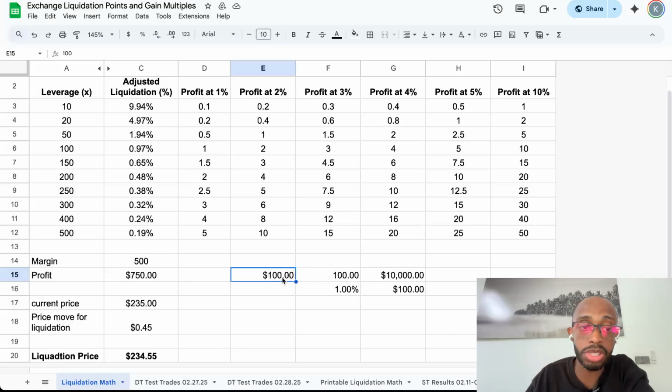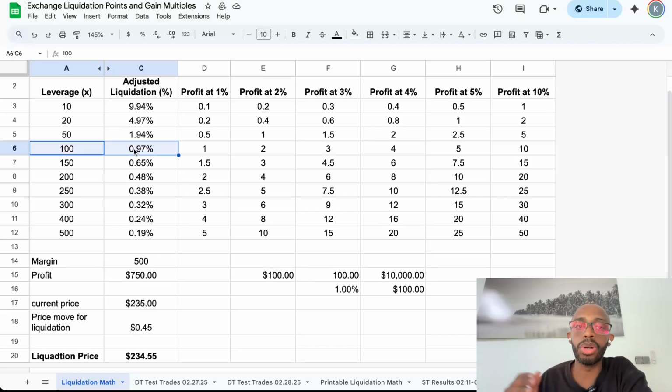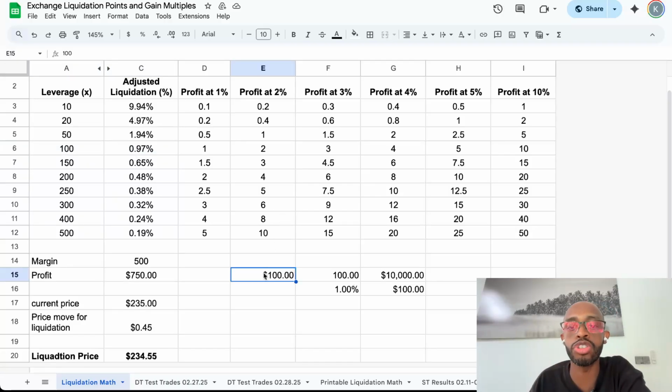That's your risk. And when you're using $100, think of this, your adjusted liquidation level needs to only move 0.97%, and then you would lose the whole $100. Okay, so make sure you keep that in mind as you're trading.